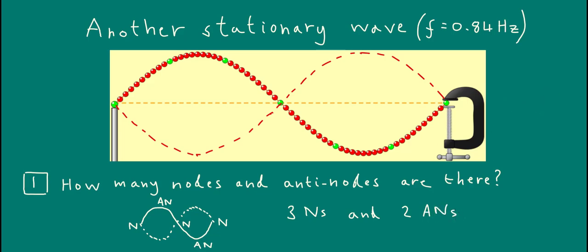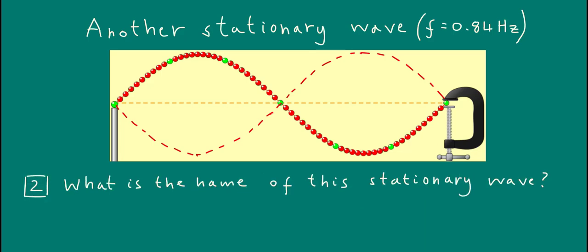Let's look at question 2. What is the name of this stationary wave? Well, recall from the previous question that we determined that this stationary wave pattern has 2 antinodes.